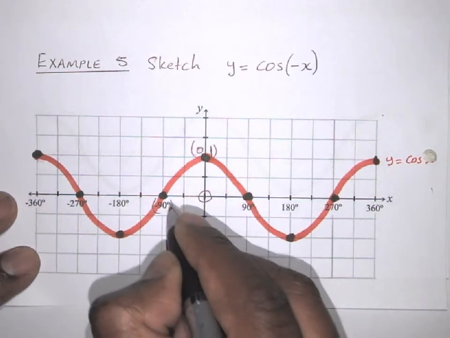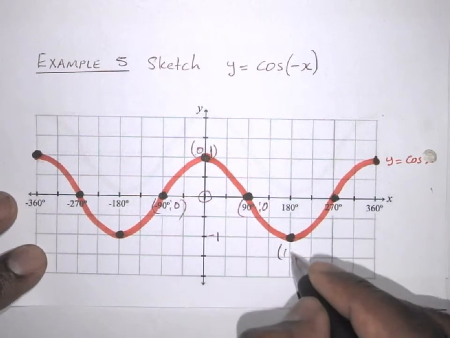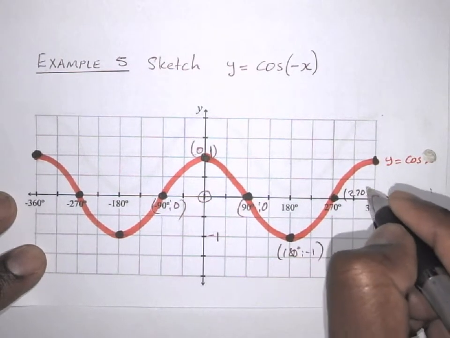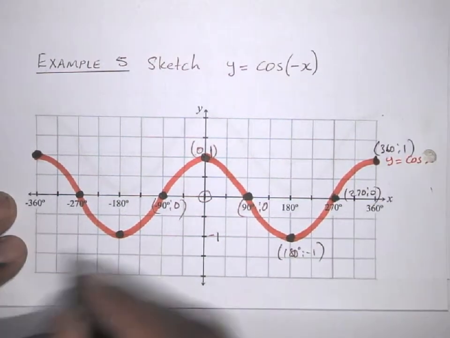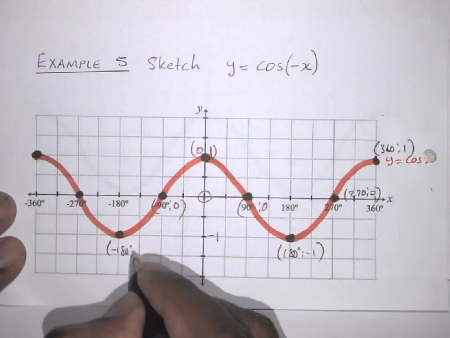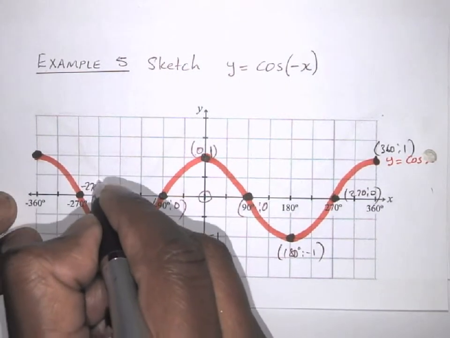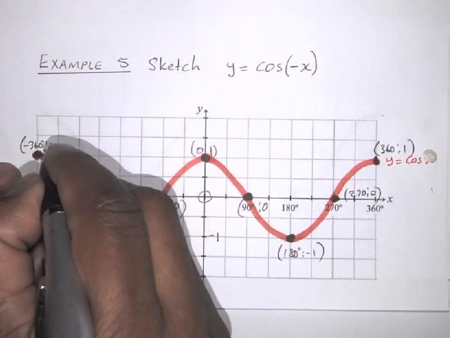This here is minus 90 is to 0. This is 90 is to 0. This is 180 degrees is to minus 1. This is 270 degrees is to 0. This is 360 degrees is to 1. This is minus 180 degrees is to minus 1. This one is minus 270 degrees is to 0. This one is minus 360 degrees is to 1.